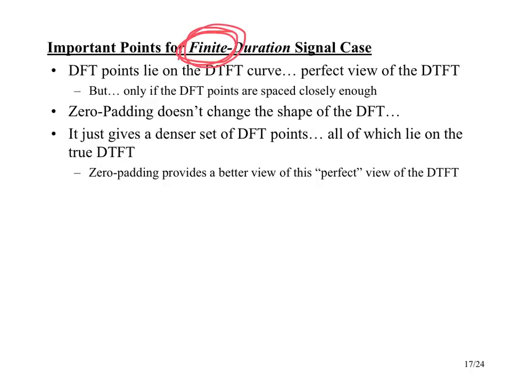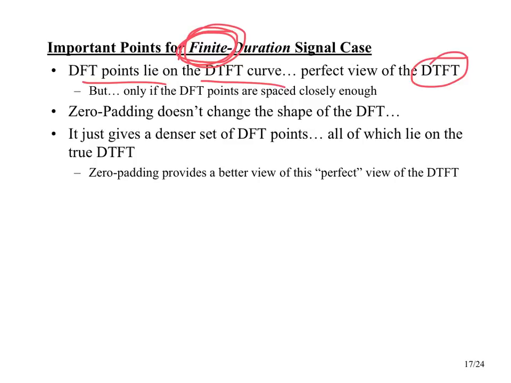Okay, so just summarizing the key ideas that we saw for the finite duration case. The DFT points that we compute lie right on the DTFT curve. So if you give me a finite duration signal and I've collected at least as many samples as the signal has non-zero samples, I can see perfectly what the DTFT is. And remember that DTFT can get linked back to the CTFT through sampling theory. And we'll talk about that later.